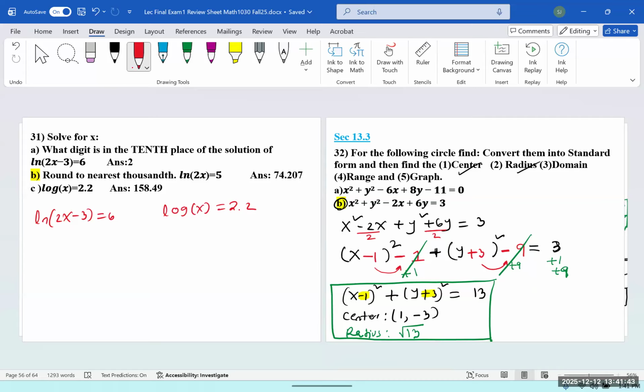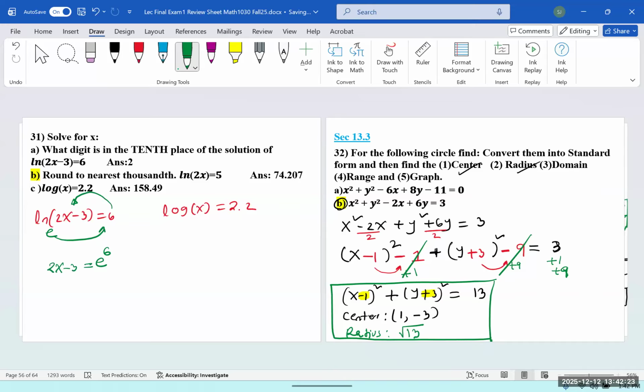Good. So we go to the exponential function, convert this into exponential. Exponential conversion is like a cycle. The base gets that as a power, and we set that equal to the argument. Now the question is, do you see any base for ln? No, it's invisible. So what is our invisible base for ln? E. So E gets the power of 6, and we set it equal to 2x minus 3.